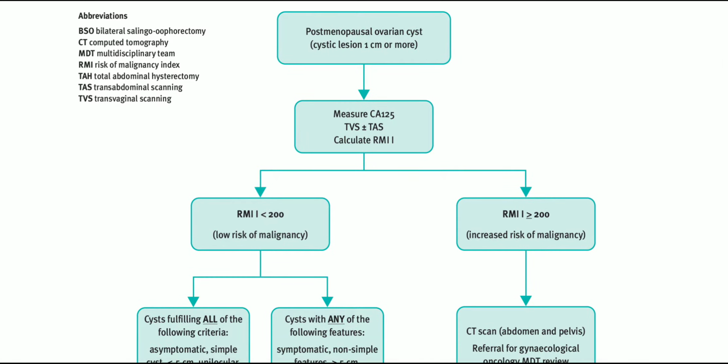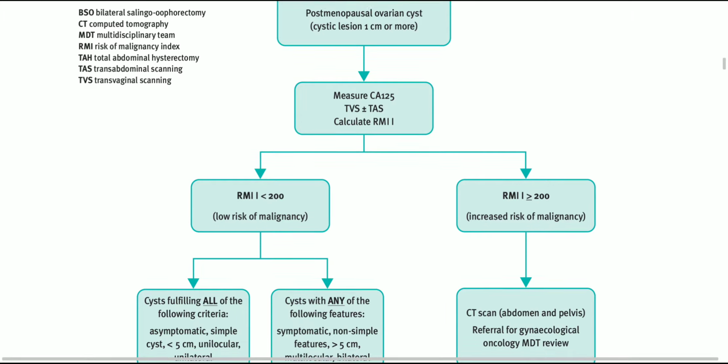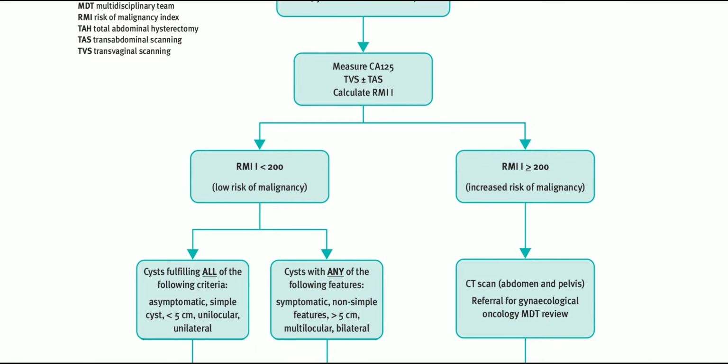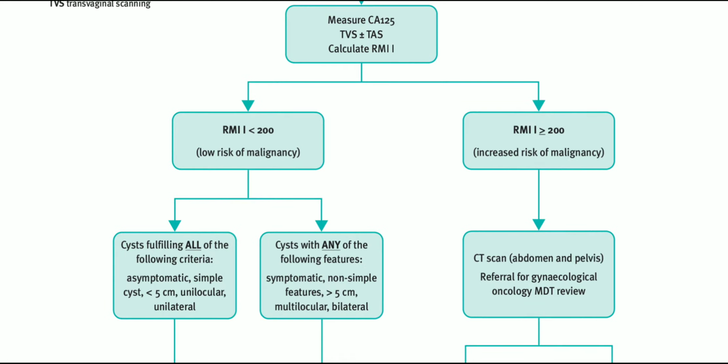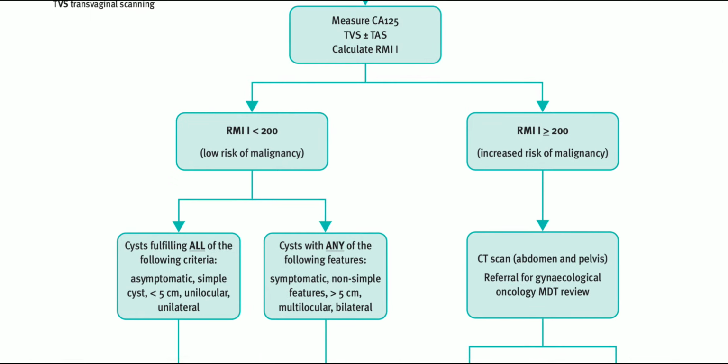And what we will do, we will check the CA 125 level, and also we will do TVS plus minus TS in order to calculate the RMI. We will discuss RMI in detail later. Then there are two pathways: if RMI is less than 200, and if RMI is more than 200. If RMI is less than 200, it means that there is a low risk of malignancy. If RMI is more than 200, it means that there is increased risk of malignancy.